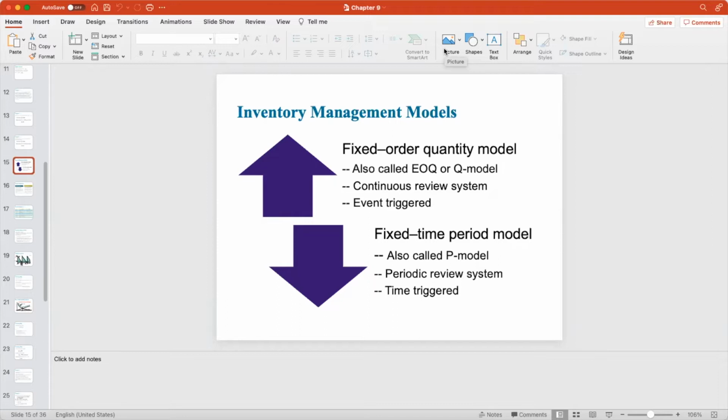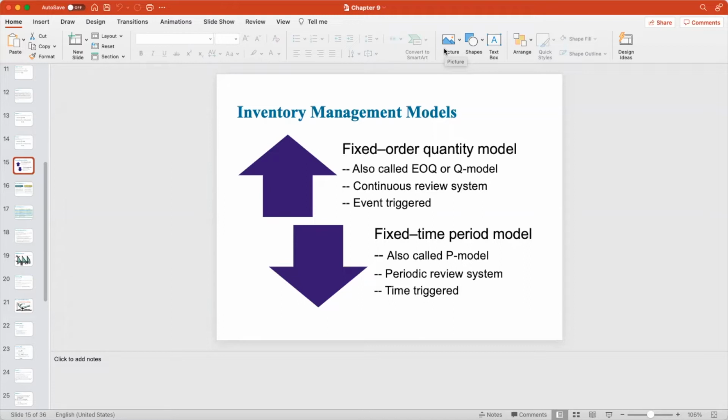Now let's start. First of all, the fixed order quantity model, we also call it the EOQ model or Q model, basically the same meaning here. EOQ represents economic order quantity. In this specific model, we would like to figure out the optimal order quantity that each time we order from our supplier, that can minimize the total inventory cost. That is one of the most important questions that we would like to clarify within this model.